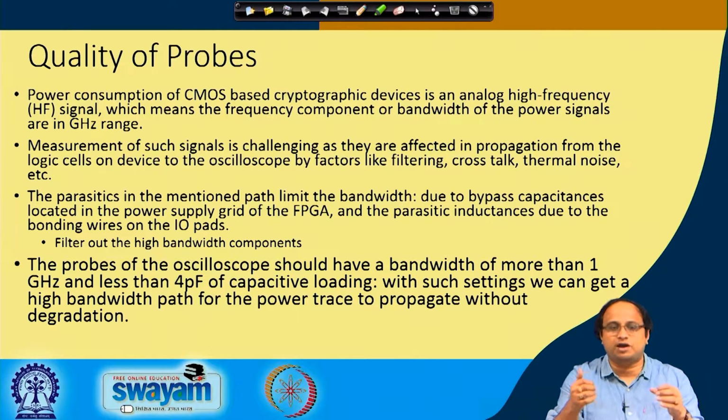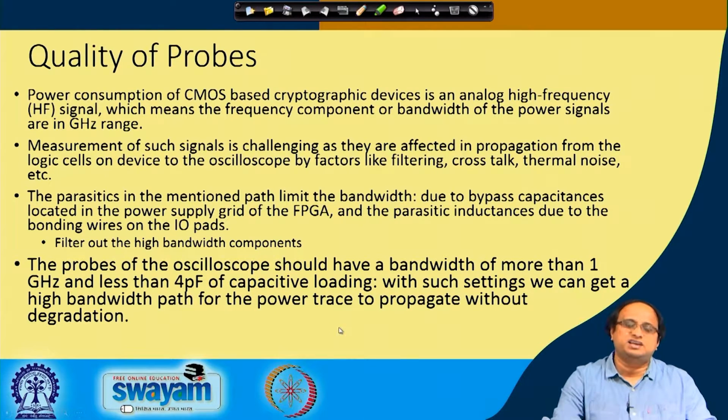For example, you can have the bypass capacitances, or you can have the inductances, all these things will play a role to serve as sort of a band pass filter. They will remove some of the high frequency components. Therefore, the probes of the oscilloscope should have a bandwidth of more than 1 gigahertz as a thumb rule, and typically less than 4 picofarad of capacitive loading. With such settings, you can get a high bandwidth part of the power traces to propagate without any degradation. So, this is an important thing that we need to take care of when we develop our side channel setup.